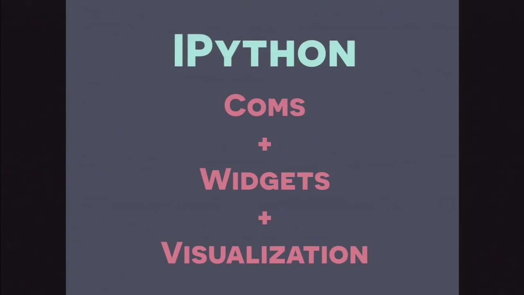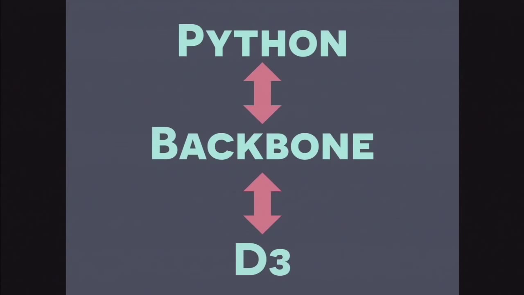So what else does the future look like? Well, the IPython guys are doing some work. So we've got these comms. We've got this communication layer. We've got these widgets. All right. So now we've got a communication layer between Python and JavaScript. Well, what if we use some of these comms and these widgets to make visualization?